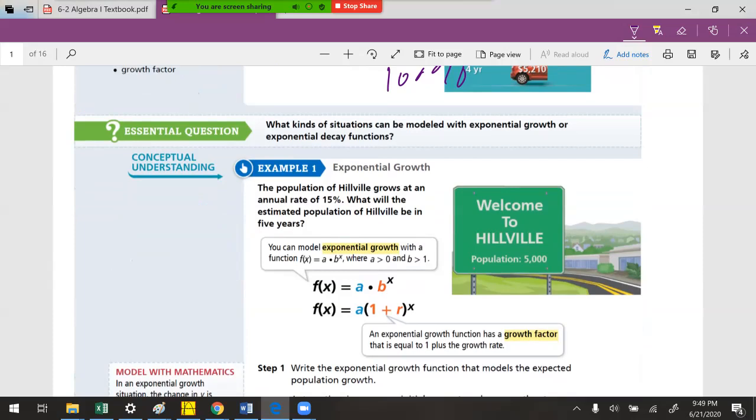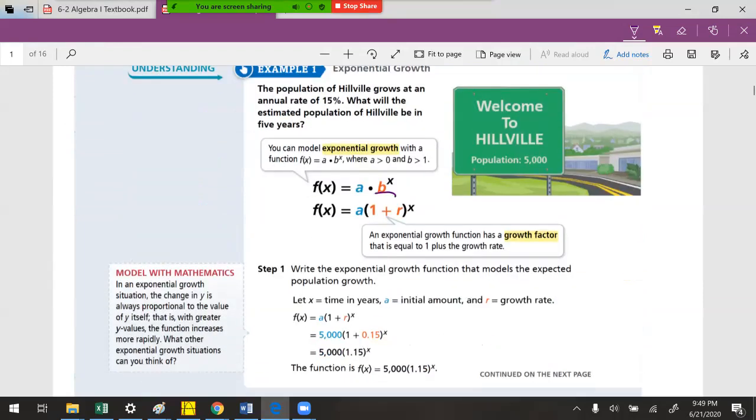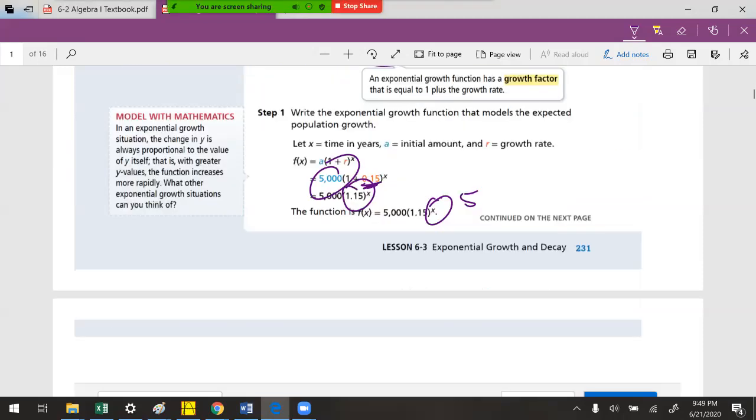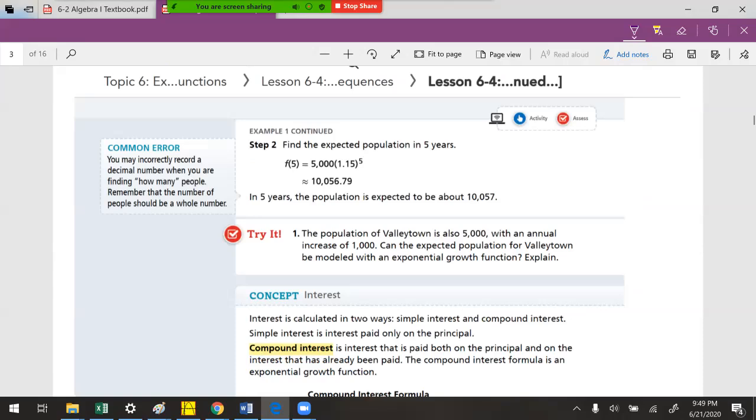The population of Hillville grows at an annual rate of 15%. What's the estimated population in 5 years? Well, we're adding 1 because it's going up, and the percentage is 15. We need to convert 15 to a decimal, by the way. So when I add 0.15 to 1, there's your annual growth rate starting from 5,000. Once we find our function, that becomes 5. We then find our answer. Just plug it in, voila, you got your answer, which is on this page right here. Boom, okay?